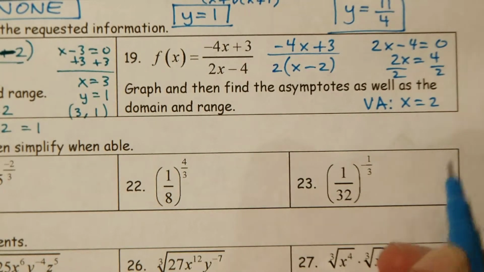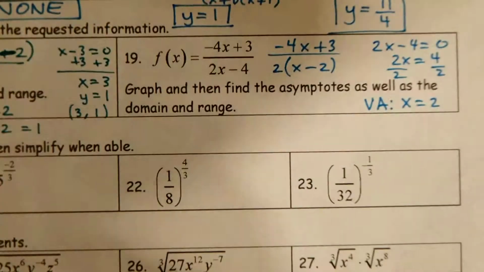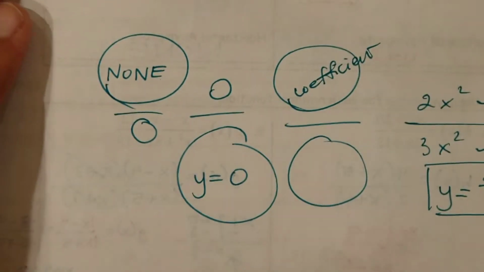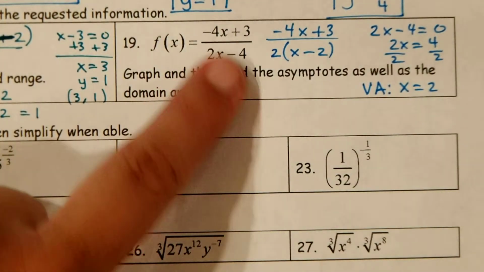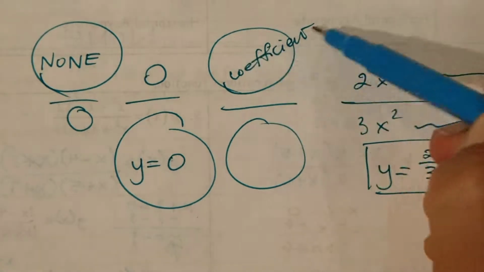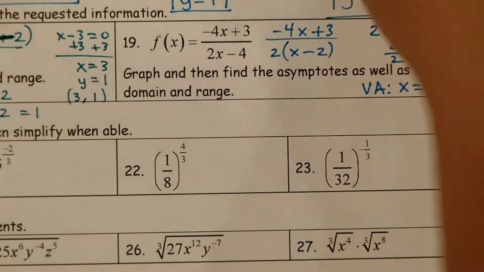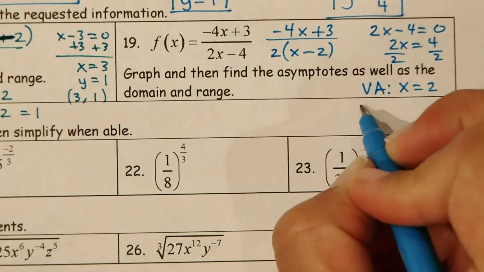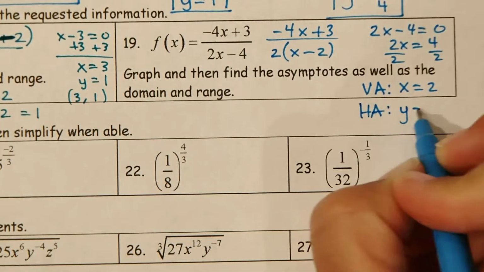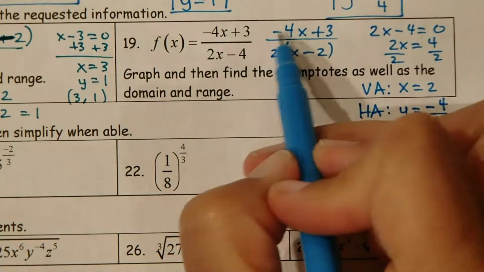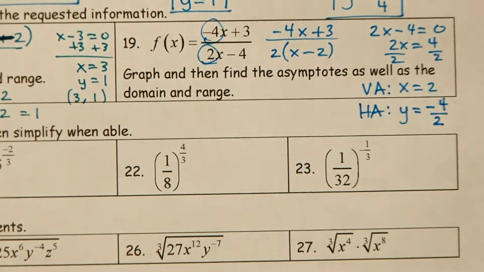And then our horizontal asymptote, going back to our diagram we had in a previous video. In this case, the powers are the same. Top and bottom, they're both x to the first power. So when the powers are the same, we look at the coefficient on those x's. So the horizontal asymptote is going to be at y equals negative 4 over 2. We took these two coefficients right here.